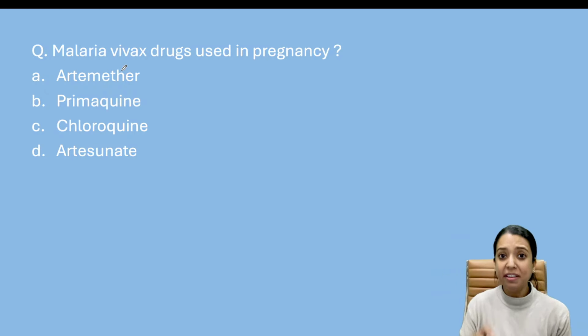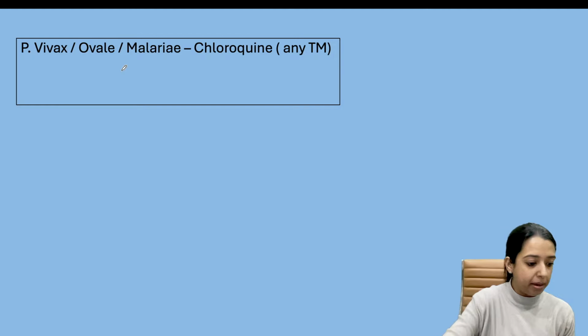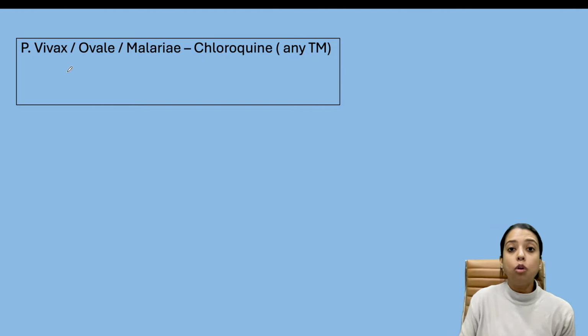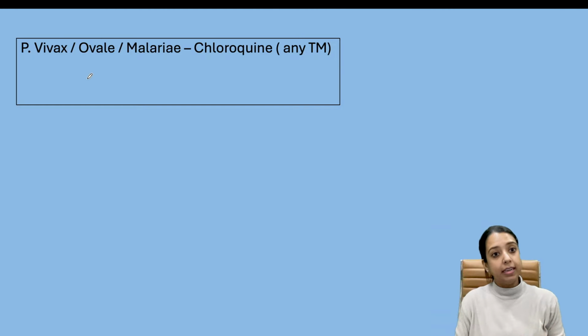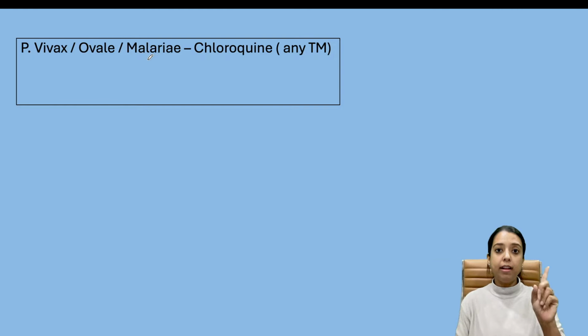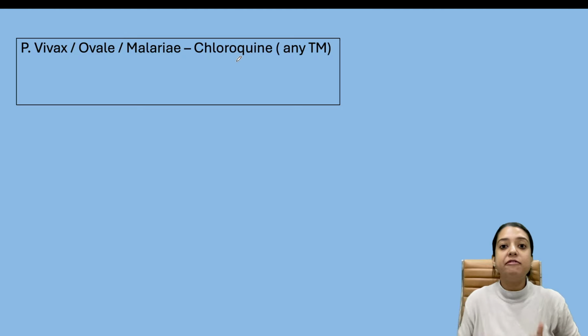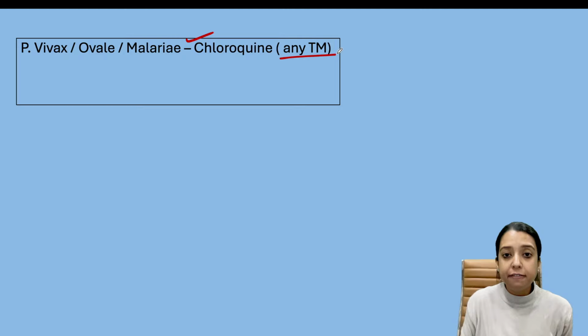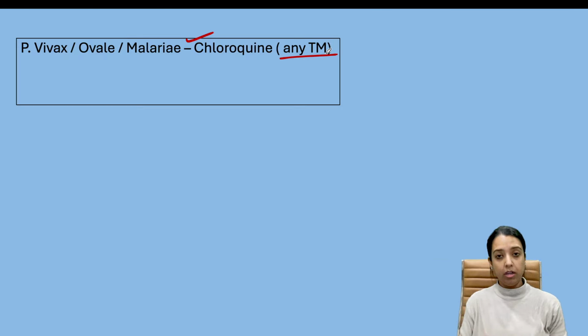Again an important point, very easy. When malaria in pregnancy comes up, you always have to see what type of malaria it is. If it is vivax, ovale or malariae, all three of them can be very well treated with chloroquine. And chloroquine is safe in all 3 trimesters: first, second, and third.